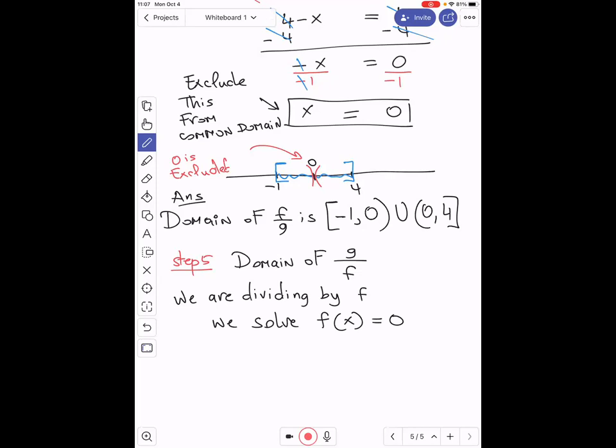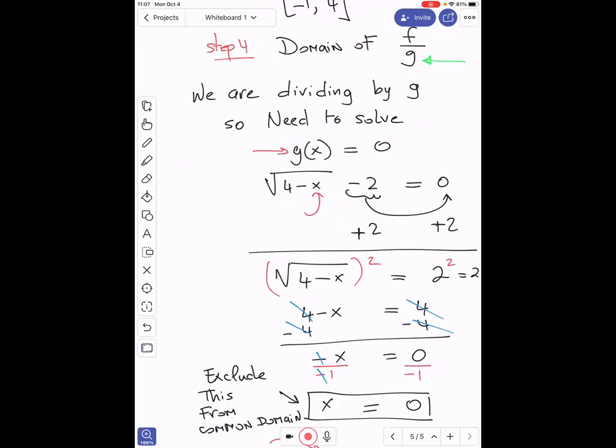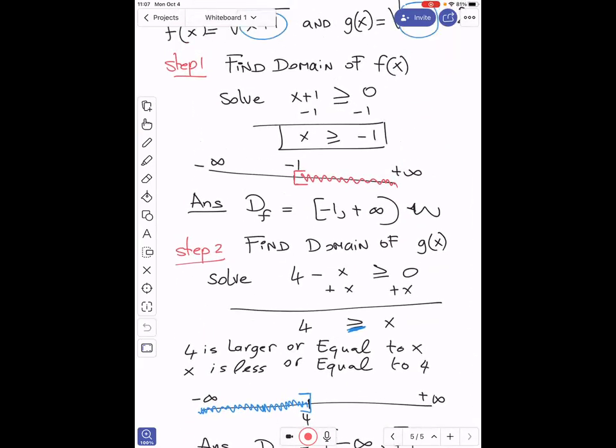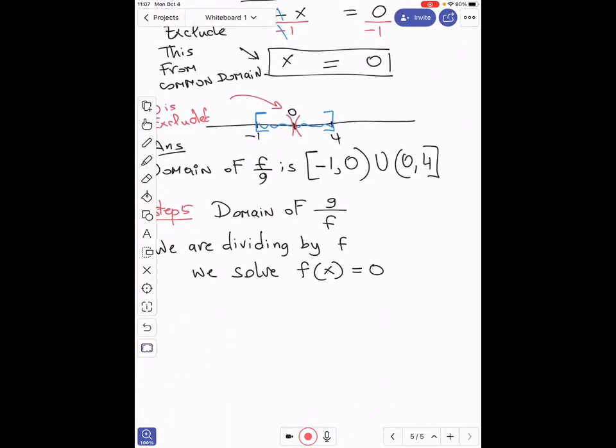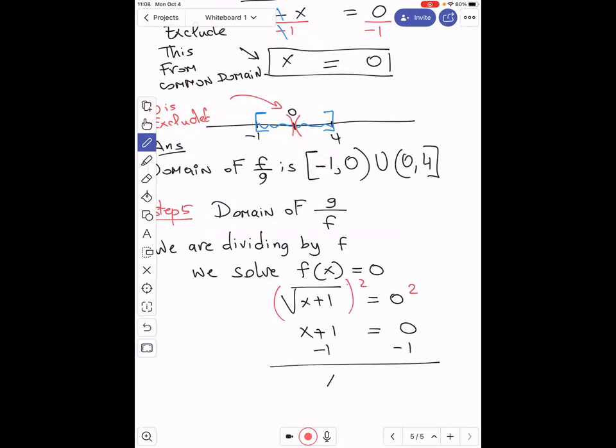So f is the square root of x plus 1. And so it's just the square root of x plus 1 equal to 0. Here we can just square both sides again, and so it's just x plus 1 equal to 0. You subtract 1, so it's just x equal to negative 1. All right, so we need to exclude this from the common domain.